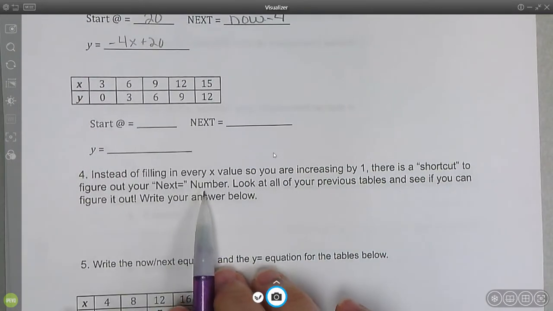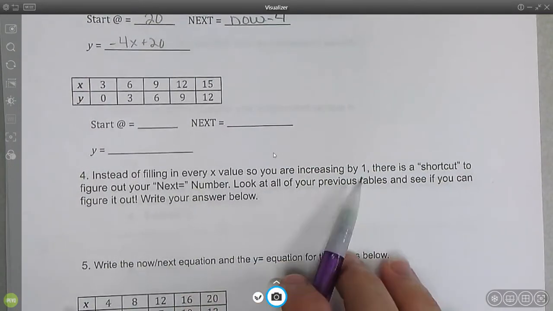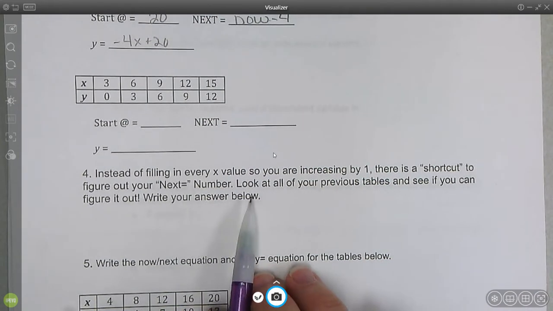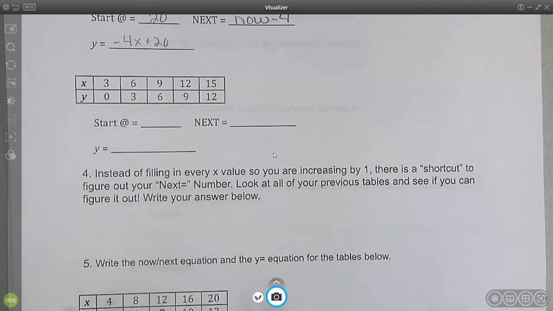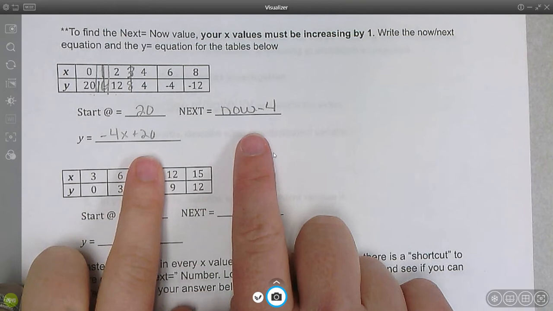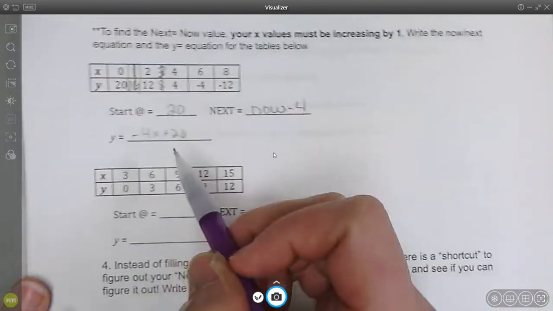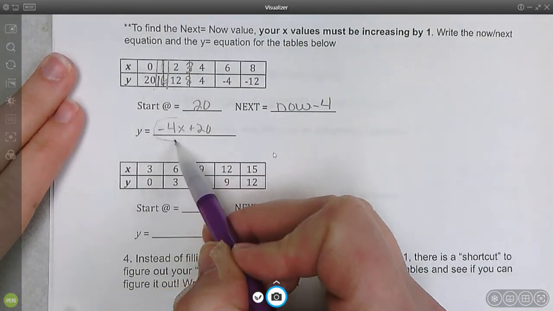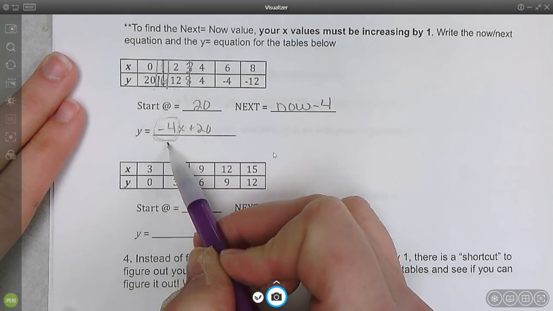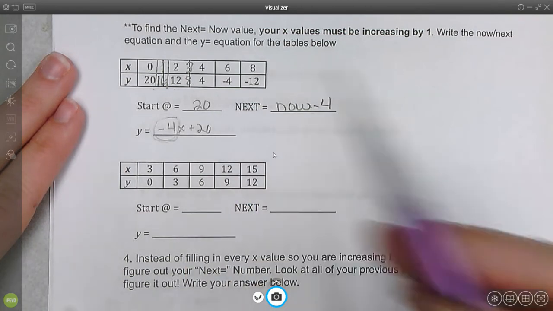Now it says instead of filling in every x value, so you are increasing by 1, there is a shortcut to figure out your next number. Look at all your previous tables and see if you can figure it out. So this one, okay, so think about it. This number is what you are going down by. This is also your slope. So how do you find your slope from a table?